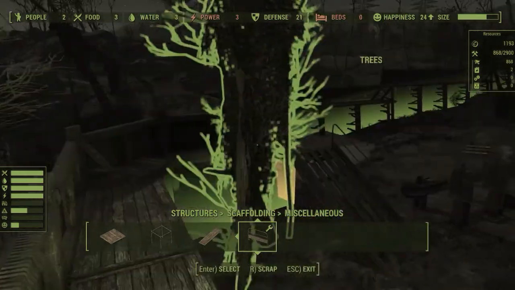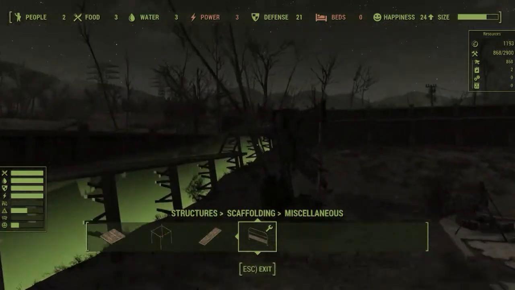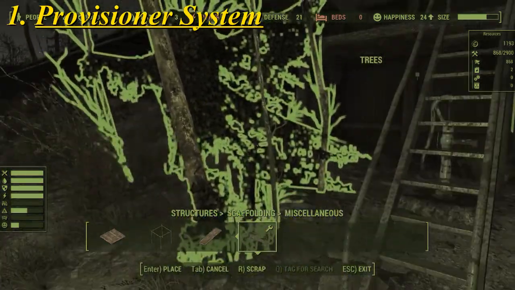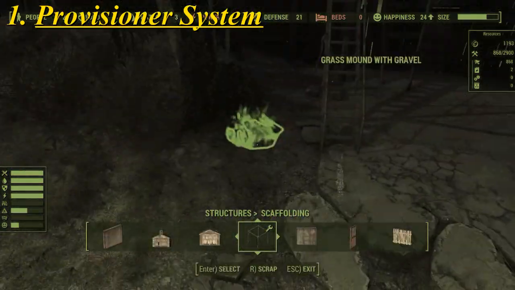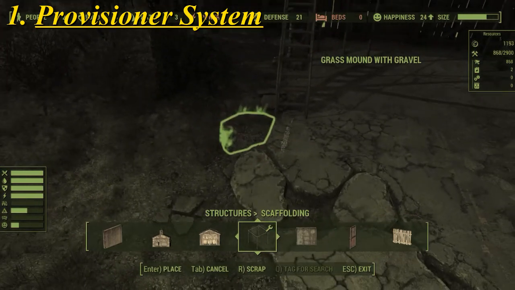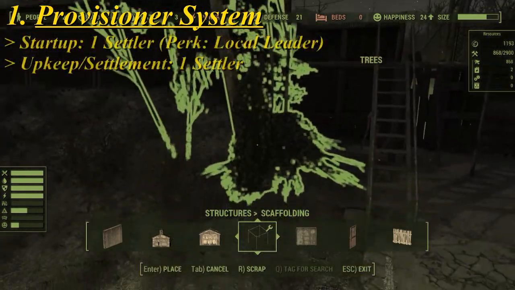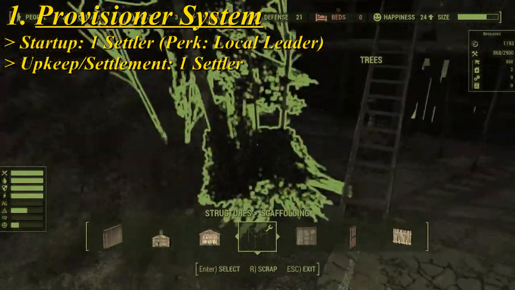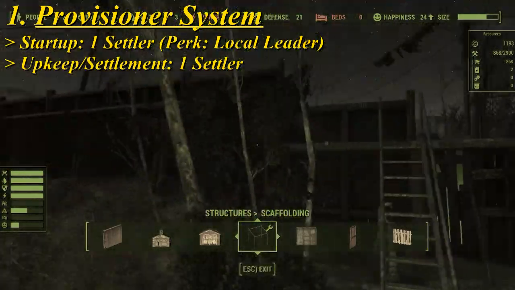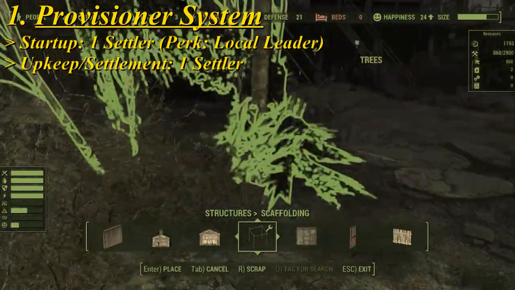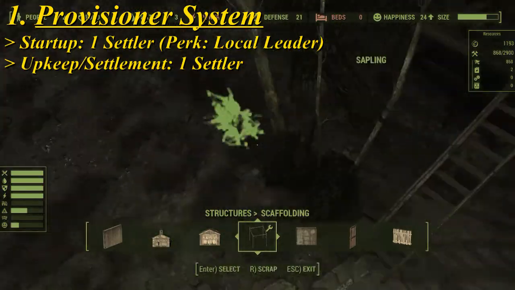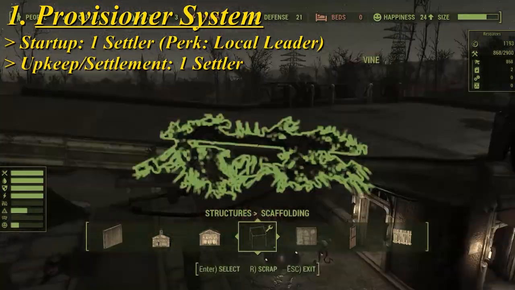The first one is the vanilla system, which I refer to as the provisioner system. So what is the provisioner system? The provisioner system does have some benefits over the others. First of all, how does it work? Well, for a provisioner system to work, you need, of course, 2 settlements to link, and you need 1 settler at 1 settlement. And that is the biggest benefit right there. You do not need to do anything at your secondary settlement at that time.